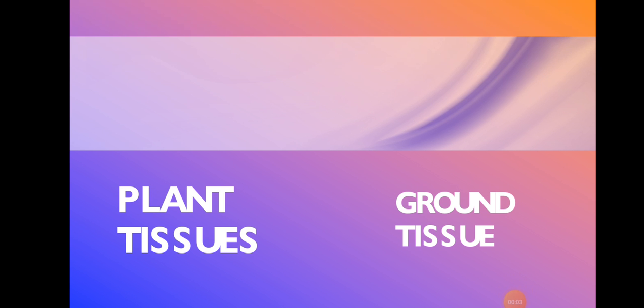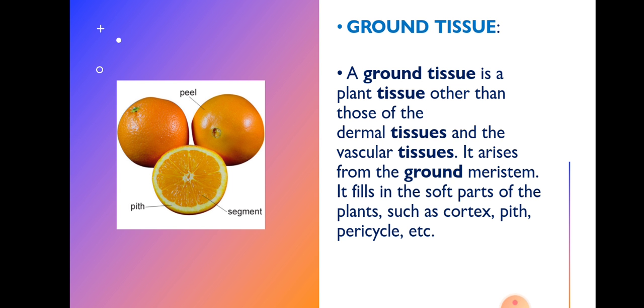So today our topic is ground tissue. Ground tissue is one of the plant tissues. Tissue that forms the bulk of the plant body, helping in packing other tissues, is called ground tissue, children. Okay? So a ground tissue is a plant tissue other than those of the dermal tissue and vascular tissue. It arises from the ground meristem.